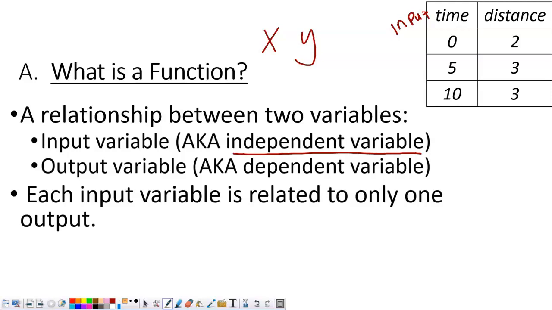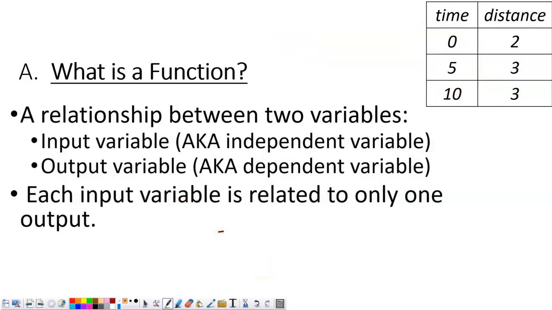Okay. Now, each input variable is related to only one output. Actually, I probably shouldn't have put the word variable here. I guess I could have put the word value. Each input value is related to only one output value. So, for instance, when the input is 0, it has only one output that goes with it, 2. And when the input is 5, the output is 3. And when the input is 10, the output is 3 also. Each one of these inputs is connected to only one output. Okay?